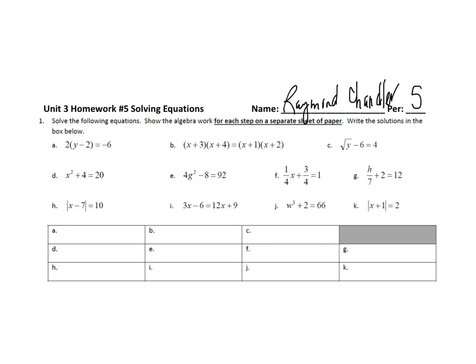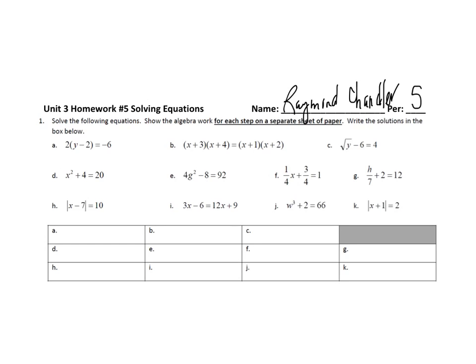All right. Number 1 says solve the following equations. Show the algebra work for each step on a separate sheet of paper, and then write the solutions in the boxes below. I'm going to show a couple of these to you and then I'll let you loose because there's not enough room on our paper here to show all of them to you, and besides that, you don't need all of them.